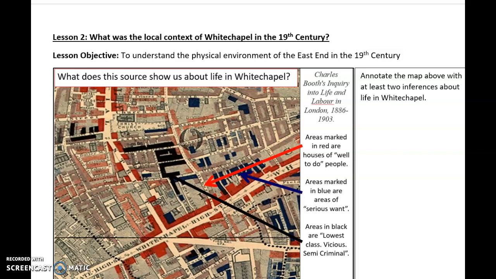So let's jump into lesson 2 of the Whitechapel booklet. What was the local context of Whitechapel in the 19th century? So similarly to last time, I would like you to just pause the video here and write the title and date in your exercise book or paper.